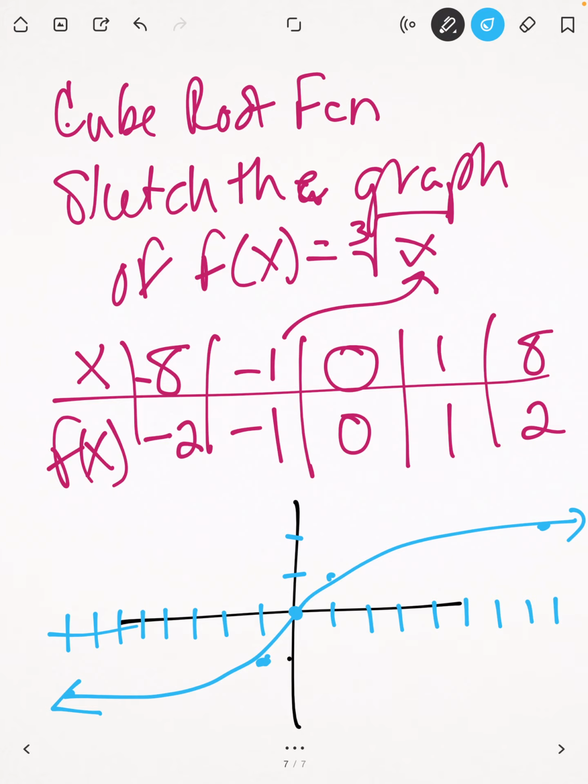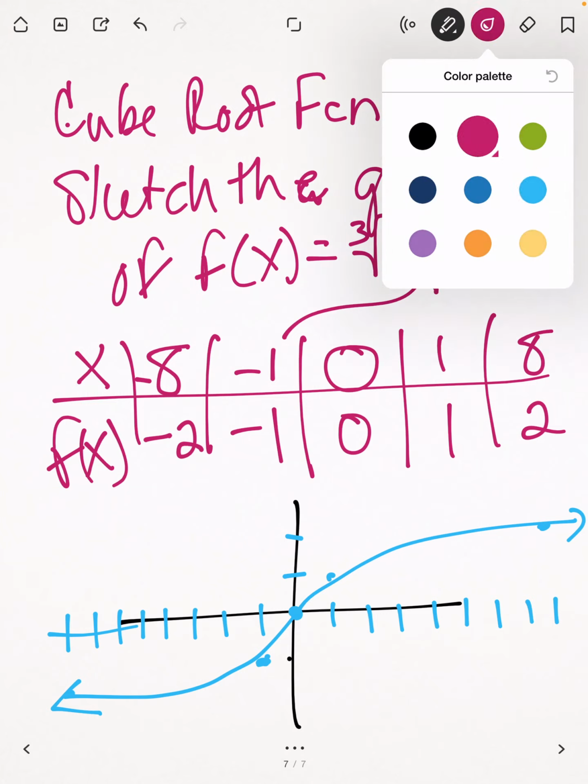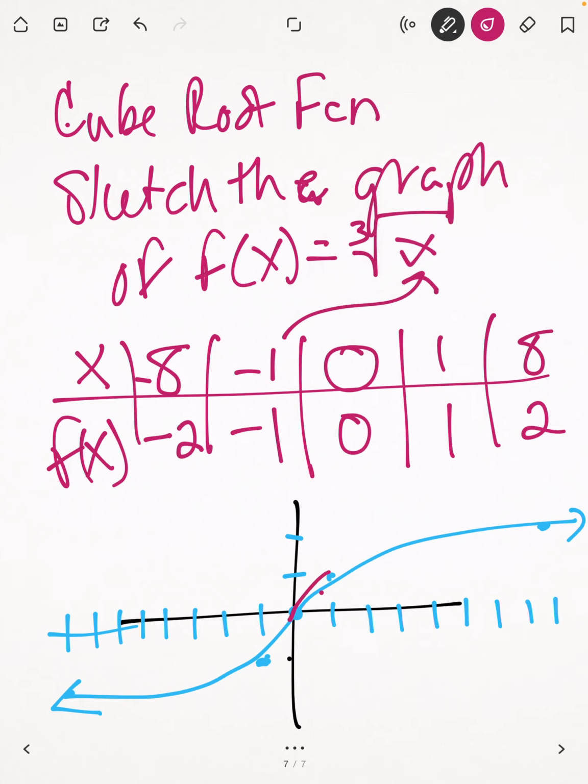It's a little less steep than our square root, because if I were to draw my square root on here, it would be similar in terms of this. But at 1, we're up at 1.5. And all the way out at 8, 9, we're at 2. And so, right, we're a little less steep when we're looking at the cube root. So that one here is the square root.